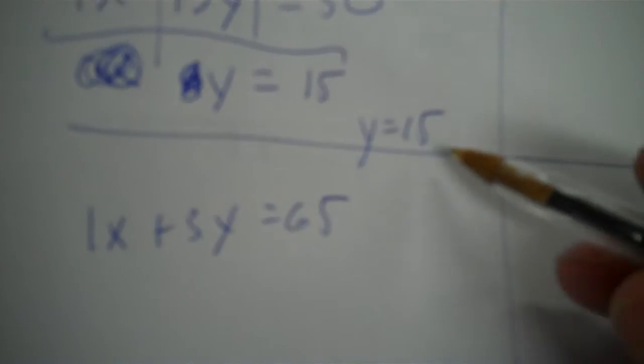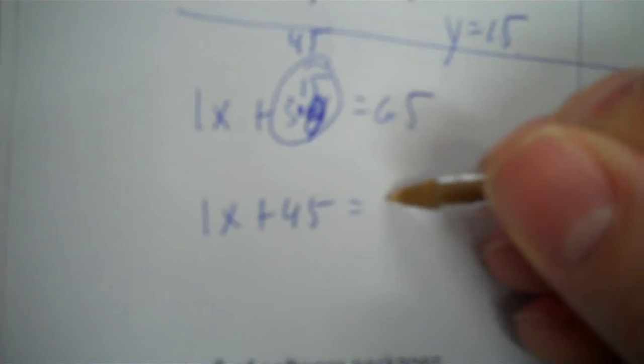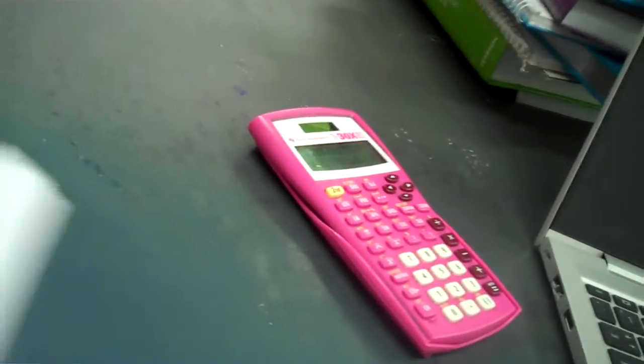Now, how much does a software package cost? So we know that 1x plus 3y equals 65, and we substitute the 15 in for the y. Then 3 and 15 gives me a product of 45. Then you minus 45 and you get 20. And really dividing is kind of a waste of time. So that's going to cost $20 for the software package.